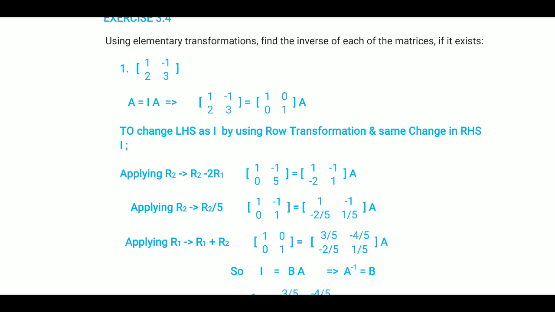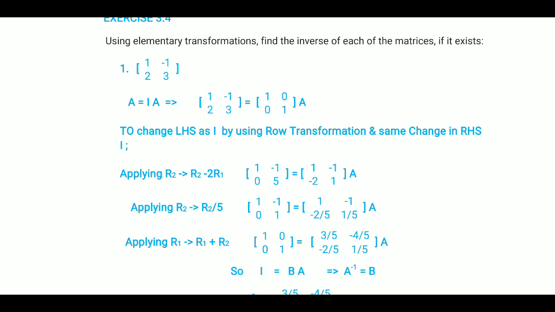We have to change the left hand side, becoming it as the identity element. Now remember the concept of the identity element of order 2, that is 1 0 0 1. So in the left hand side we must have 0 in the first element of R2. So what is the process?